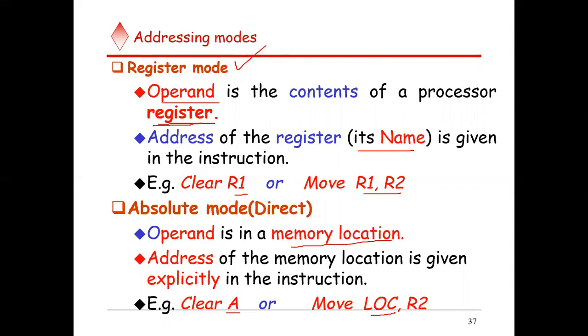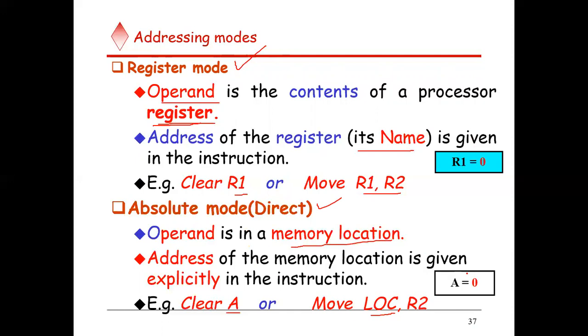So what will happen in the first instruction? Clear R1 means the R1 register will be set to the value 0, and similarly you have another one, clear A. A is just an address, so that address will be assigned a 0. That is the difference between the first and second addressing modes. In register addressing mode, your operand is kept inside the register, but in absolute addressing mode, you are keeping it inside the memory location.